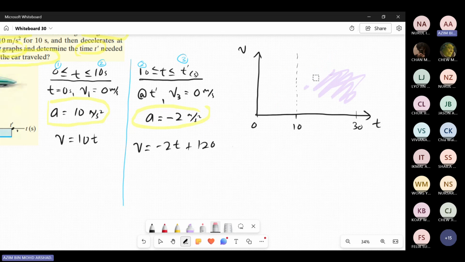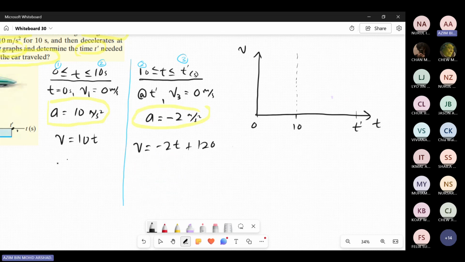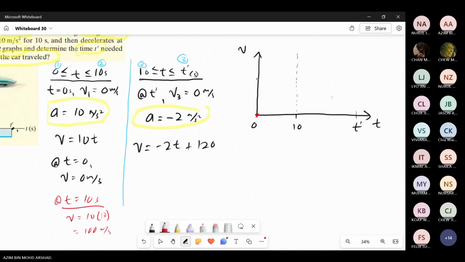And if we calculate, okay, sorry, this is not 30, this is t prime. We do not know what t prime is yet. So if we calculate, let's calculate first this side. At t equals 0, v equals 0 meter per second. So the point is right here. And then at t equals 10 seconds, v equals 10 times 10 equals 100 meter per second. So let's write here 100 meter per second.